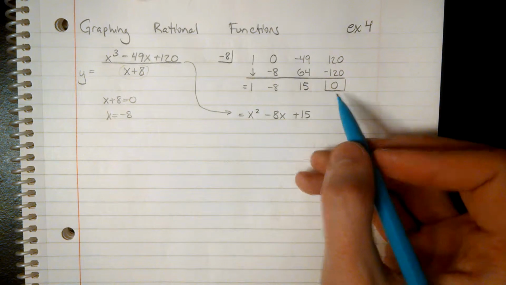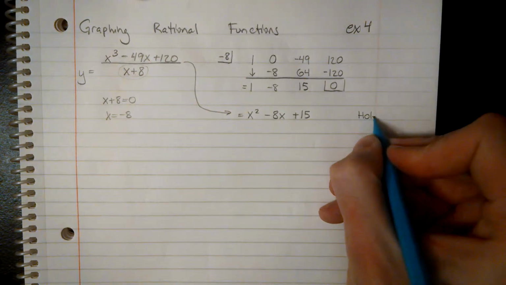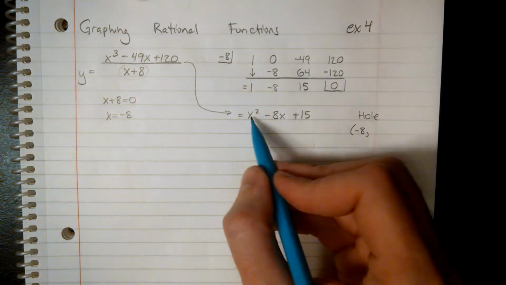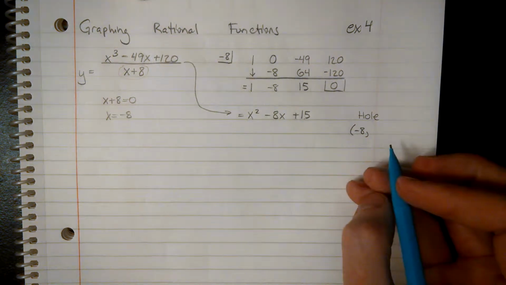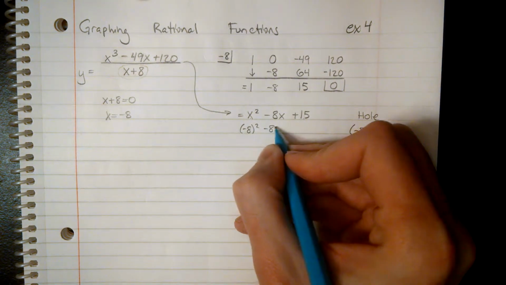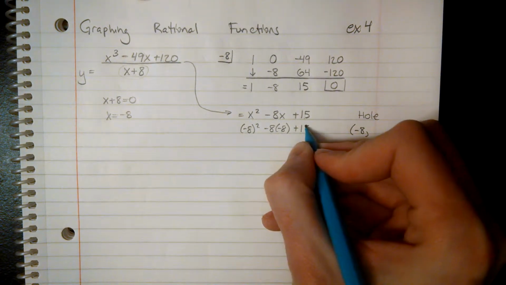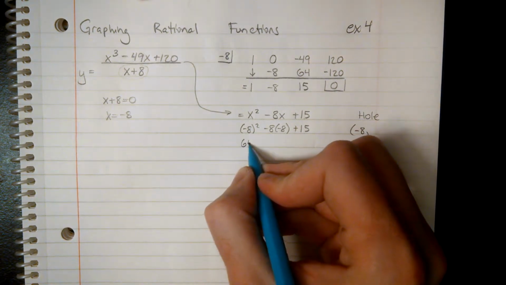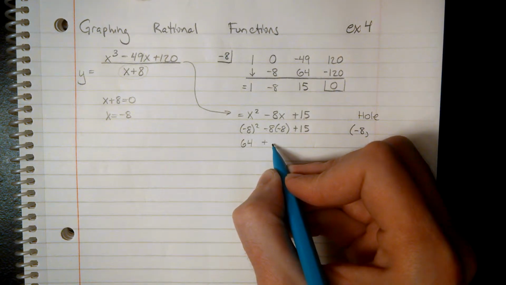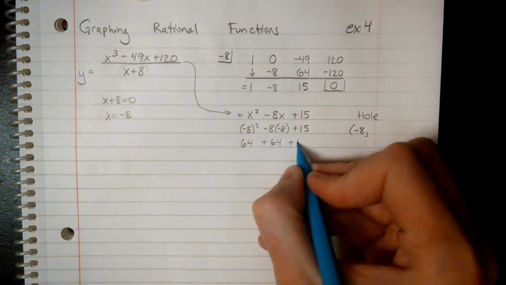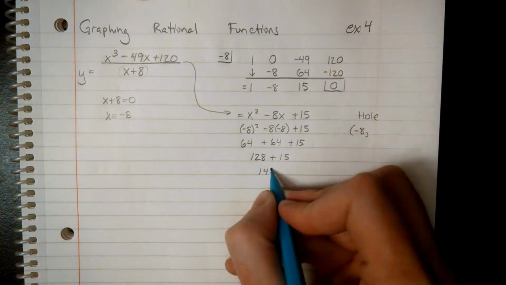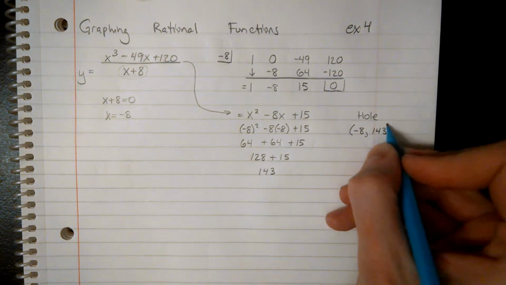And then because negative 8 divided in perfectly, that also means that my leftover graph here is going to have a hole in it where x is negative 8, and then I have to plug in negative 8 for the x's here and find the y value. So let's go ahead and do that real quick. Just plugging in negative 8 for x. So I end up with negative 8 squared, which is positive 64. Negative 8 times negative 8 is positive 64 plus 15. So 128 plus 15 is 143. That's my y value. That's a pretty big number there.